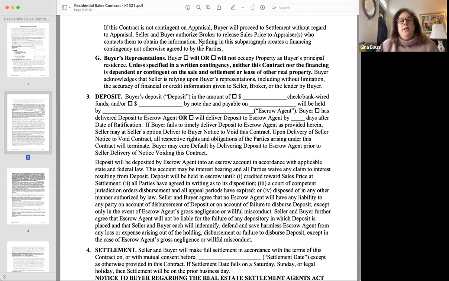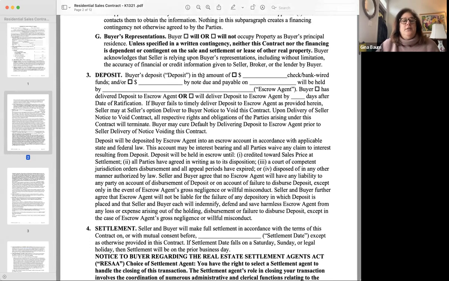Okay, it's just saying if there's no appraisal and yet an appraiser contacts them, they will give them the information, but that does not create any sort of financing contingency.